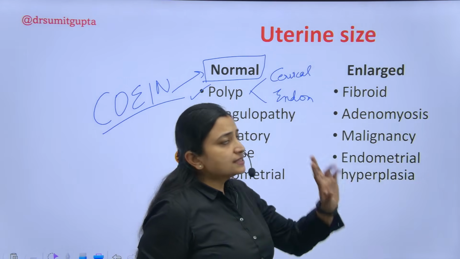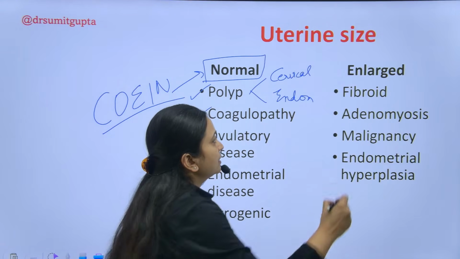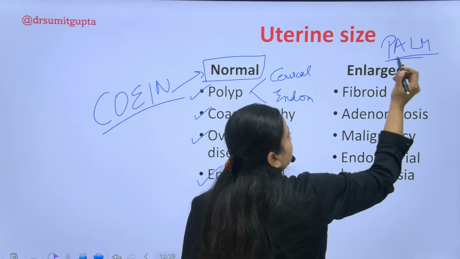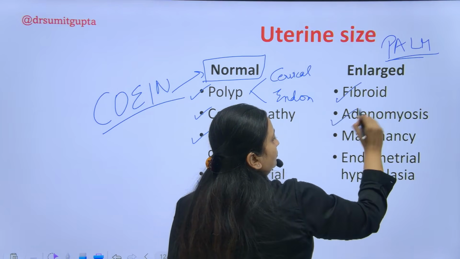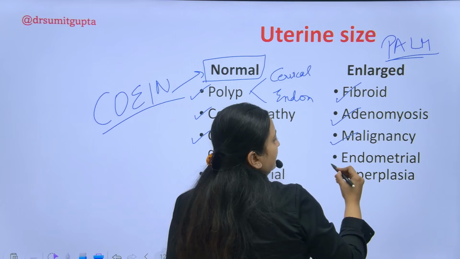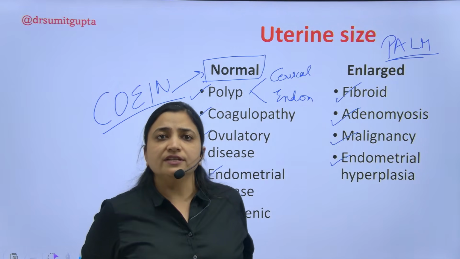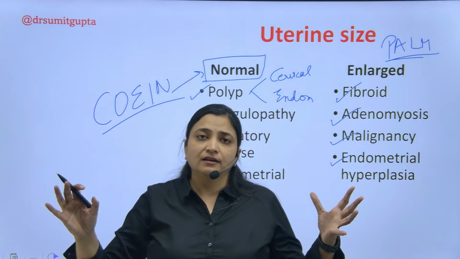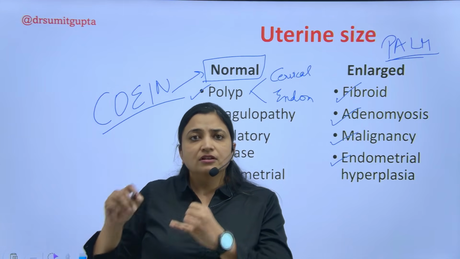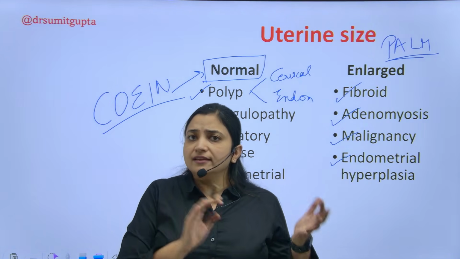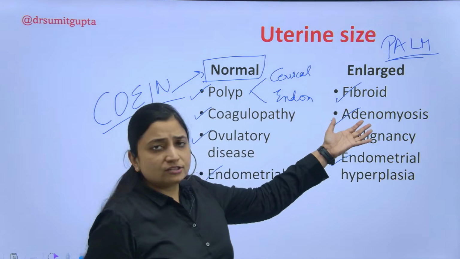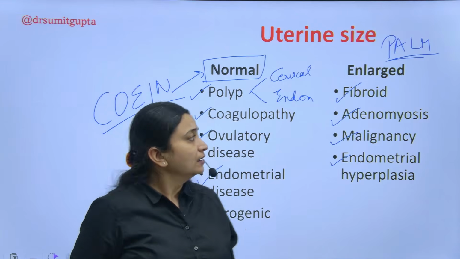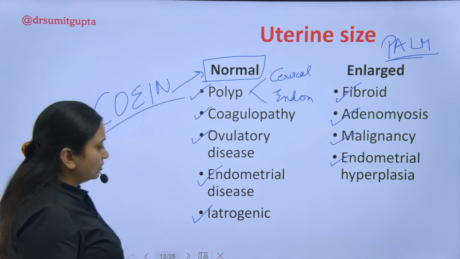But if it is enlarged, so it is generally the structural lesion, the PALM part, polyp, adenomyosis, leiomyoma or fibroid, malignancy and endometrial hyperplasia. Plain and simple. You don't have to remember things like that. Go from the classification. Structural, non-structural. Anything which is structural will increase the size of the uterus, and anything which is working from behind, which is not seen, in that the uterine size will be normal.